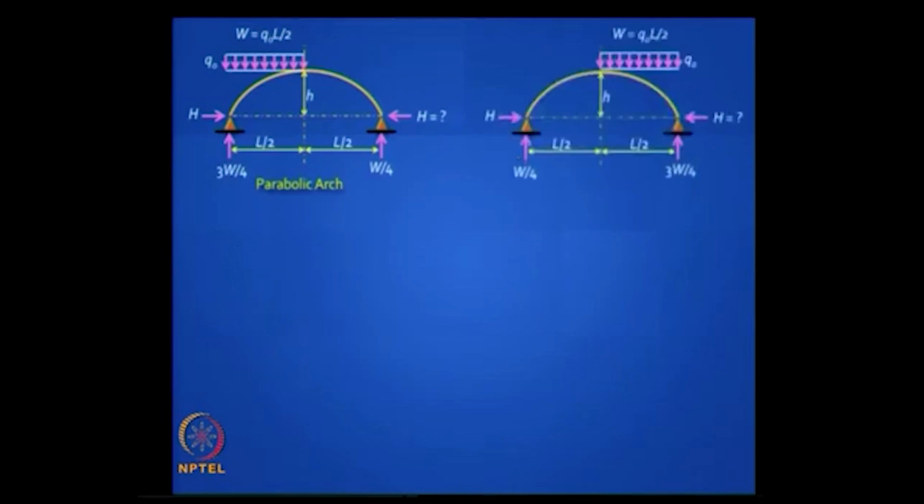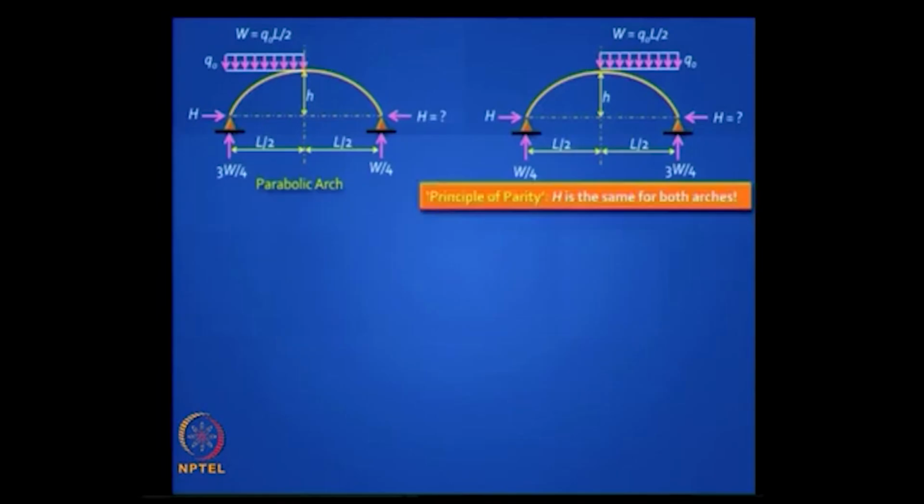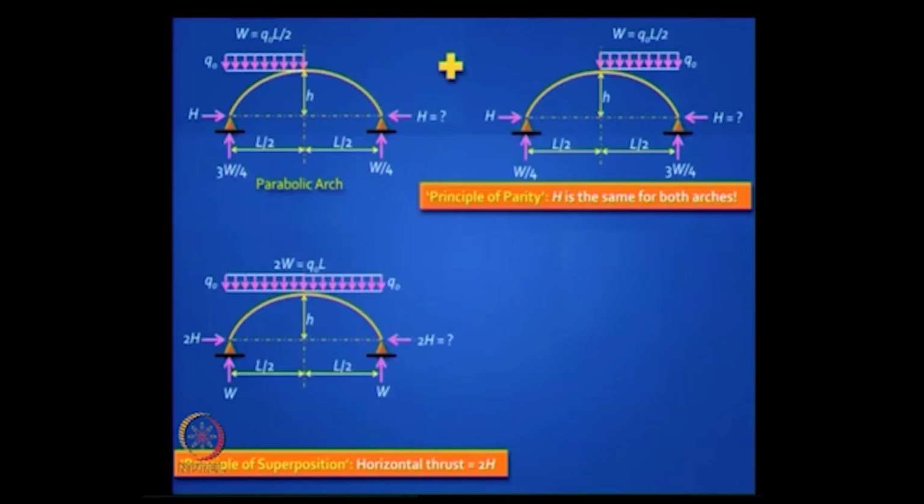You load the other half, and when you add these two, you end up with a funicular arch, right? Whose horizontal reaction is known? What is the value? It's Q0 L squared by 8H. And how do you get the horizontal thrust in any one of these arches? It will be equal to half that value. So when you put them all together, you get 2H, and you can easily work this out.